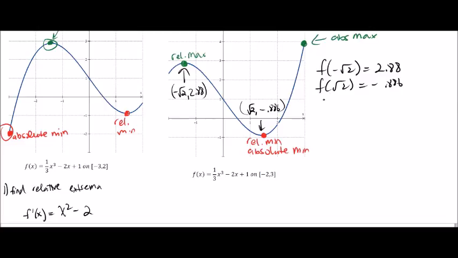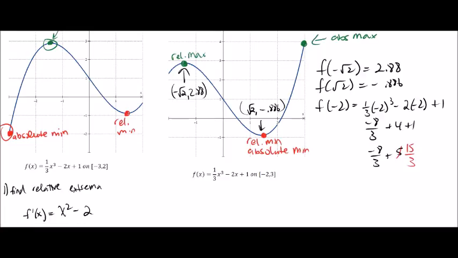And then all we need to do is test our two endpoints. So let's test negative 2. That's going to be 1/3 times negative 2 cubed minus 2 times negative 2 plus 1. And that's going to be negative 8 thirds plus 4 plus 1. So negative 8 thirds plus 5. That 5 is 15 thirds. And we've got positive 7 over 3. Again, if you prefer decimals, in this case for comparison purposes, that's going to be 2.33 repeating.